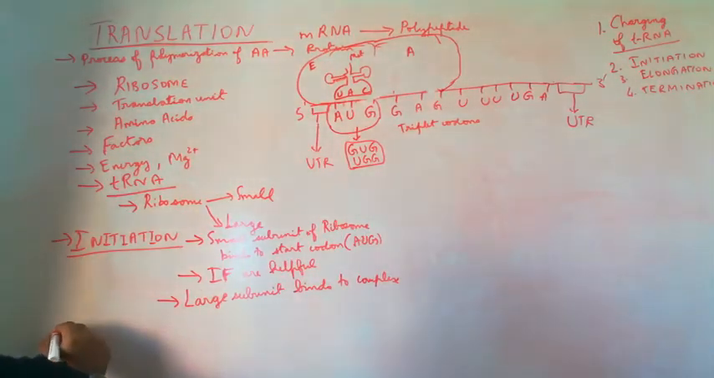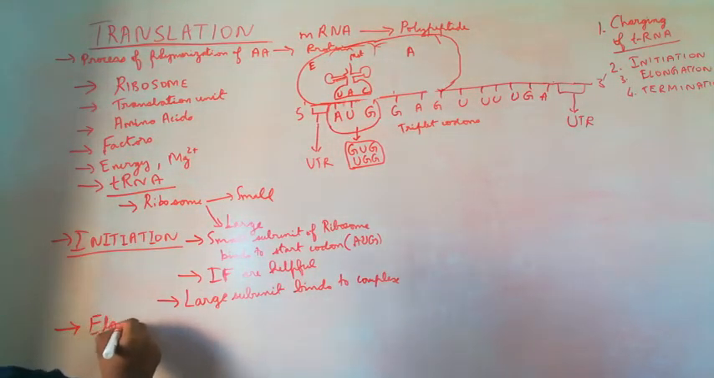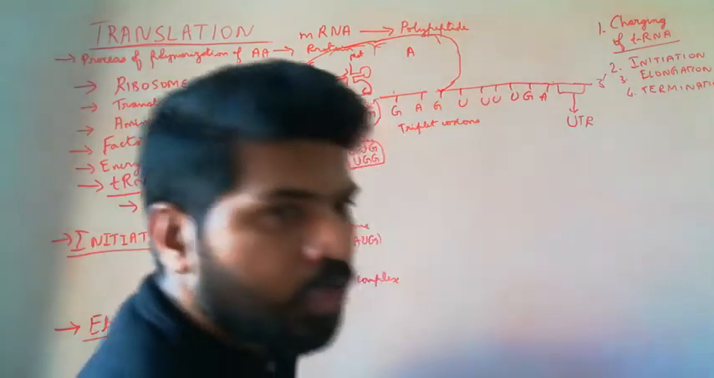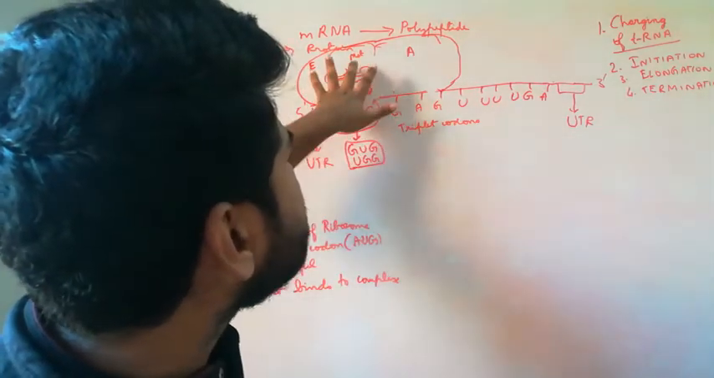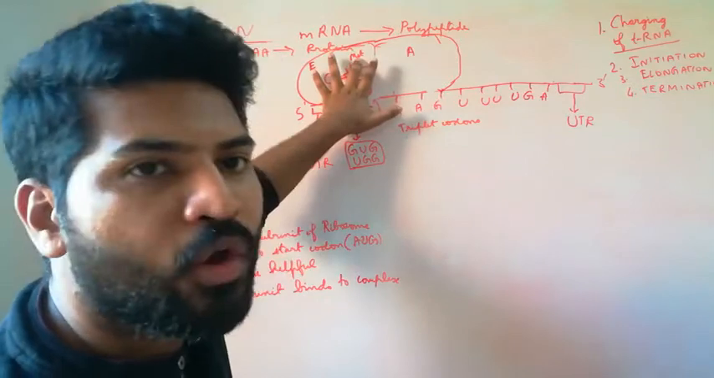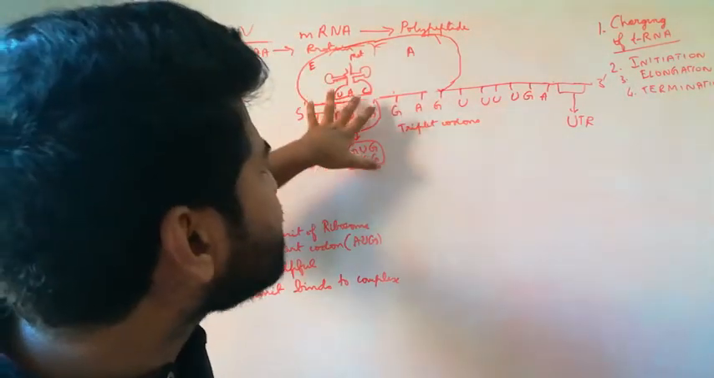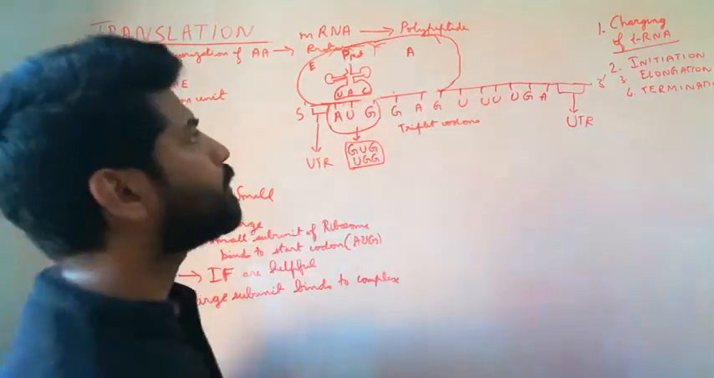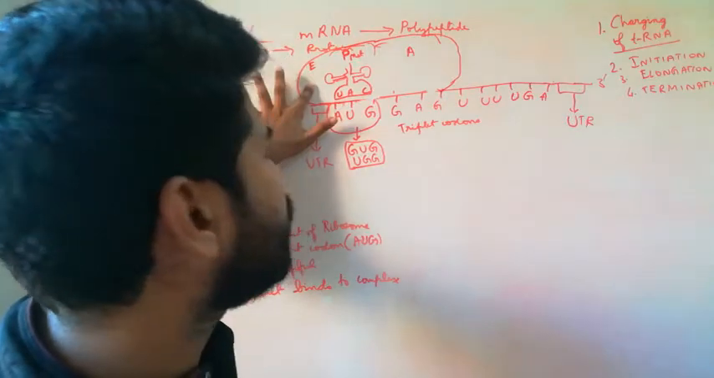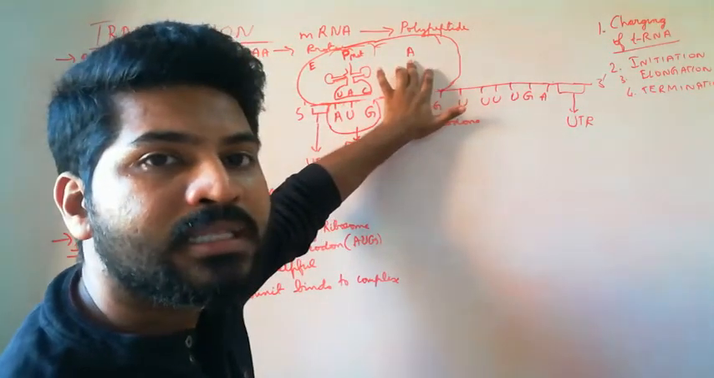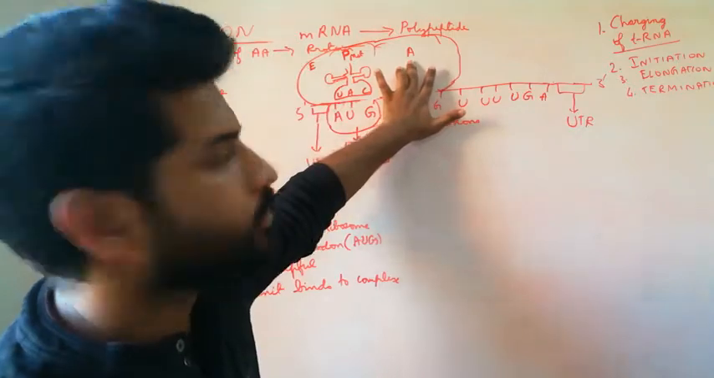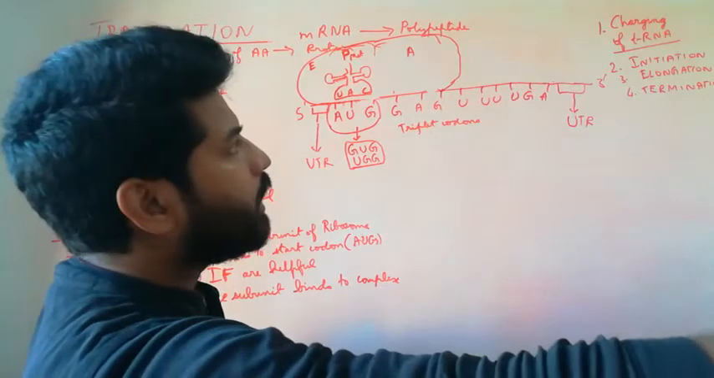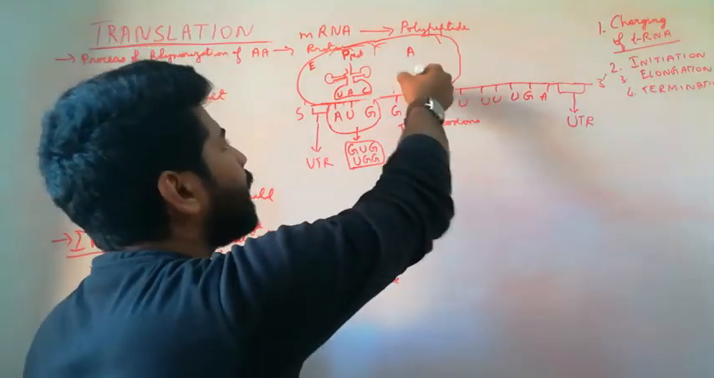What follows is the second step, that is elongation. So the charged tRNA molecule carrying methionine will come and bind in such a way that it is present in the P site of the large subunit, and the E site is free and the A site, the amino acyl site, is also free. So next what happens? In the elongation step, the second tRNA will come and bind over here.